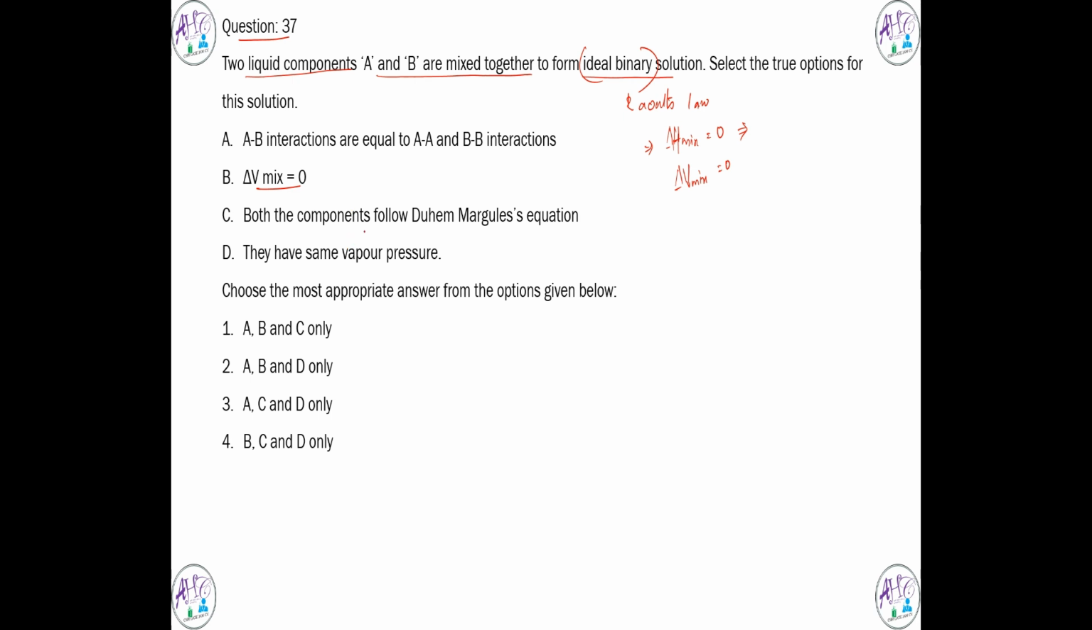And this will also follow your Gibbs-Duhem equation. But what we are looking for now is, they are asking whether both the components follow the Gibbs-Duhem-Margules equation.